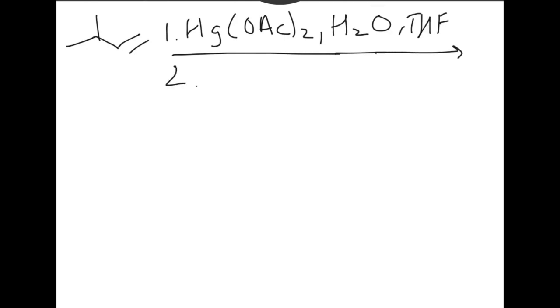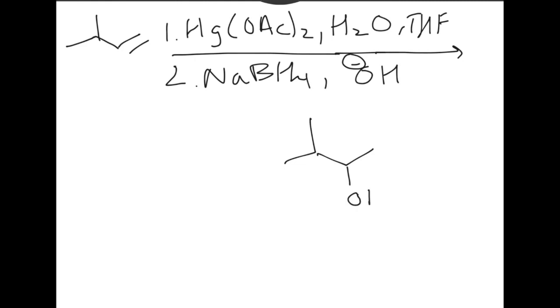And then the second step is you add sodium borohydride and hydroxide. So this is a 2-step reaction, which means the reagents in step 1 never see the reagents in step 2. So you do step 1, you isolate the product you make from step 1, remove everything but that product, and then add the reagents for step 2. So you're basically doing 2 completely different reactions. What you end up with is just putting the alcohol on the most substituted carbon of your double bond.